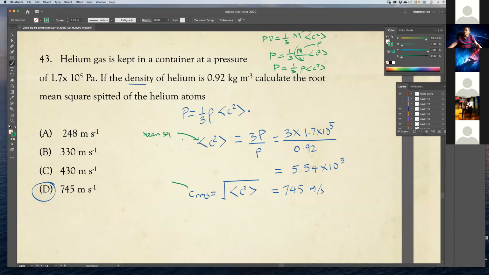Isaiah in the waiting room. Sorry. Okay, I didn't realize that.